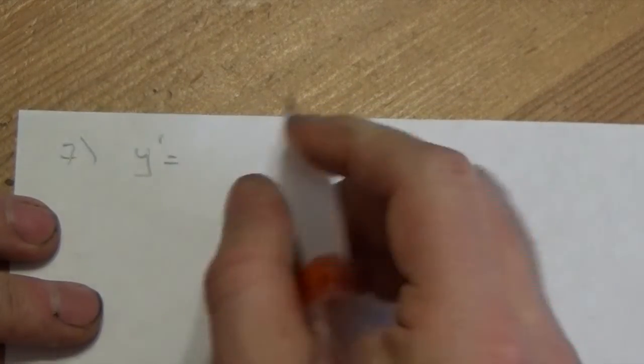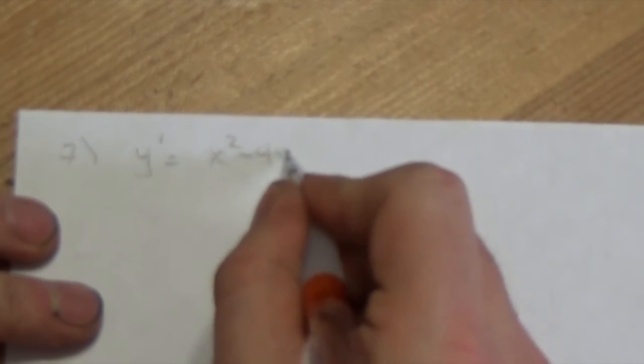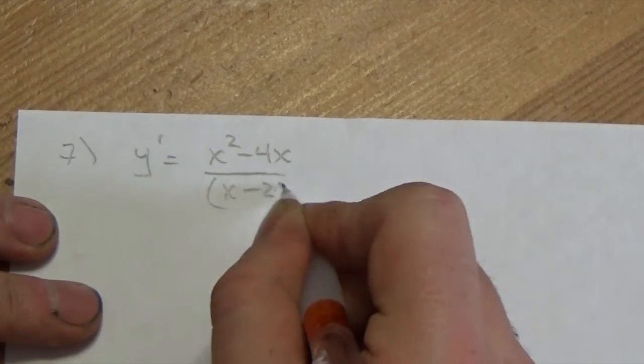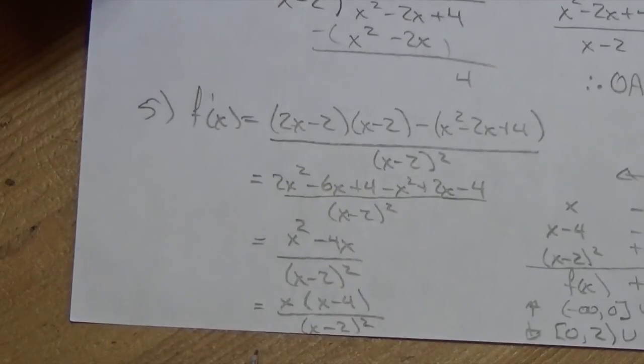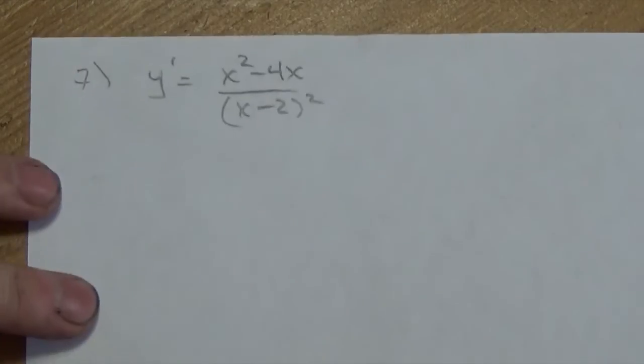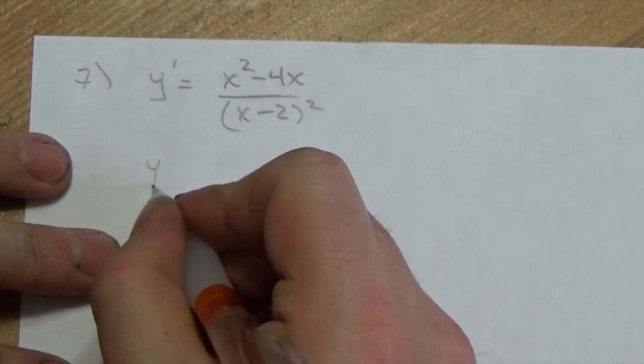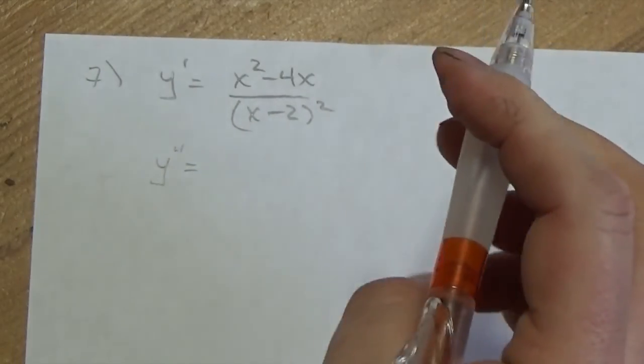So the derivative was x squared minus 4x over x minus 2 squared. Is that right? X squared minus 4x over x minus 2 squared? Yeah. Okay, good. Now let's take the second derivative so we can investigate concavity.